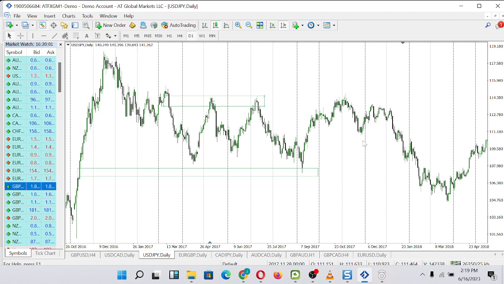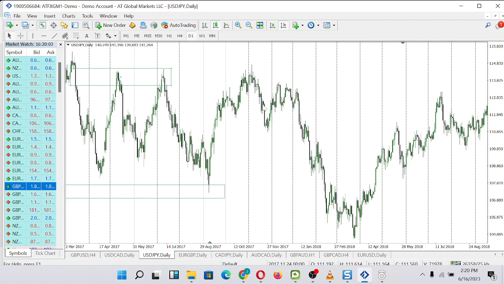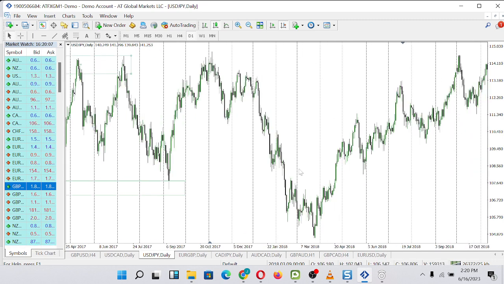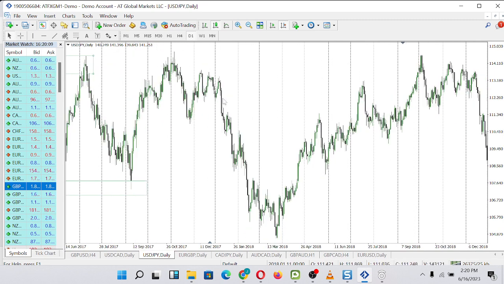Now, oh my God, look at this fair value gap. Look at it. Okay, look at one here. Okay, look at another one here. Okay, look at another one here. It filled it up and went down.